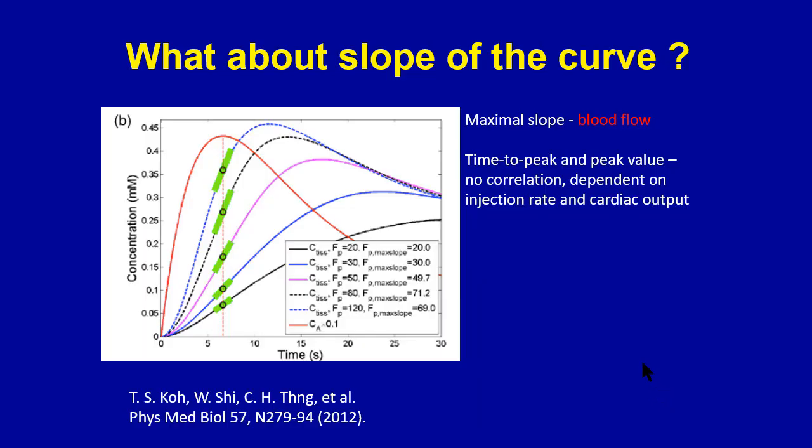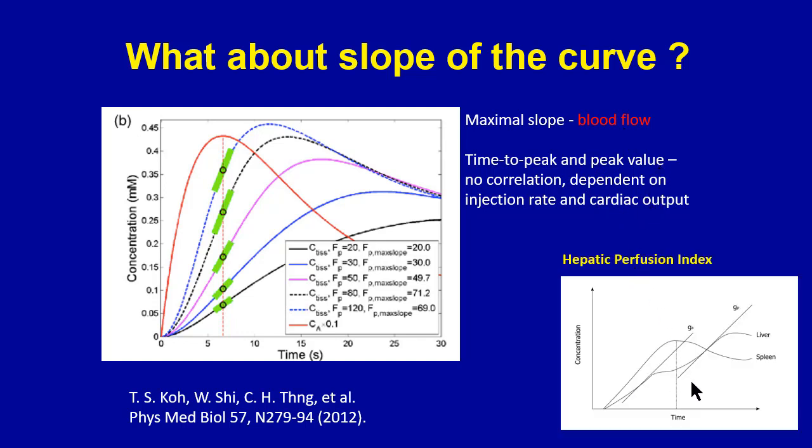So regarding the parameters of the curve, we did a simulation study, and we found that if you were to use any of the parameters, please use the maximum slope, as that correlated with blood flow. And that slope is actually used in the hepatic perfusion index.